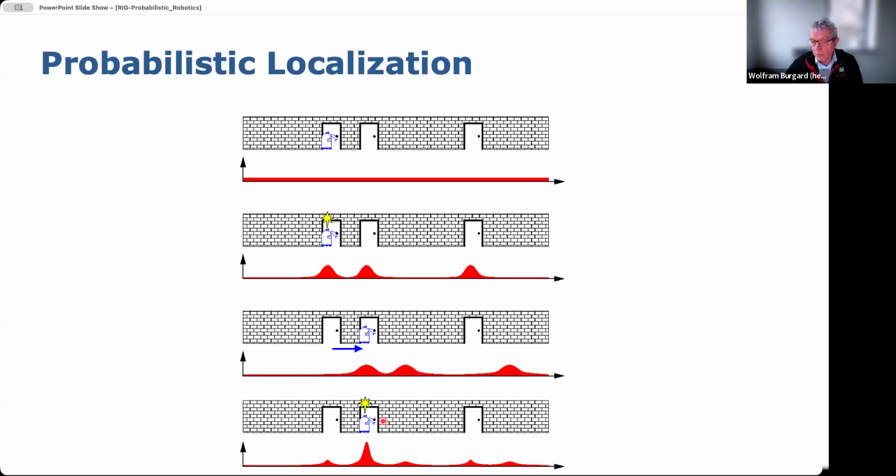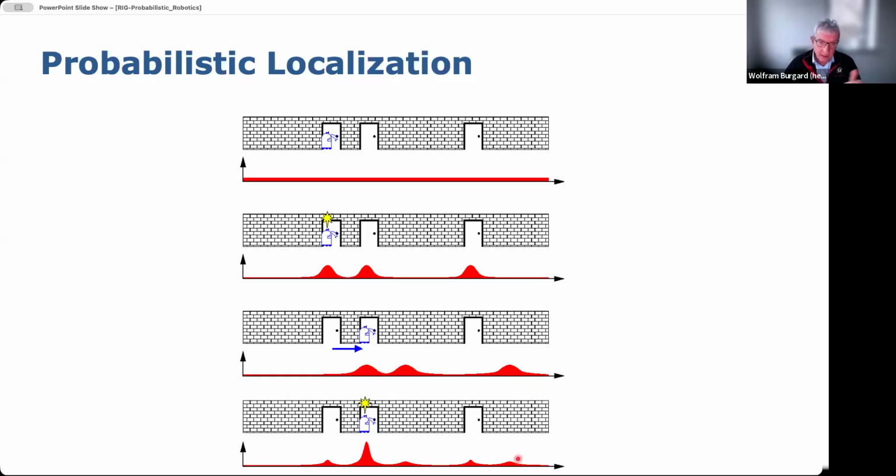And once we observe the door again, then what we do is we multiply this belief that we have by a sensor model that is proportional to that function and then normalize it again. In the end, that basically means that we are multiplying those two curves over here. And this is exactly what you see in the 5th row.